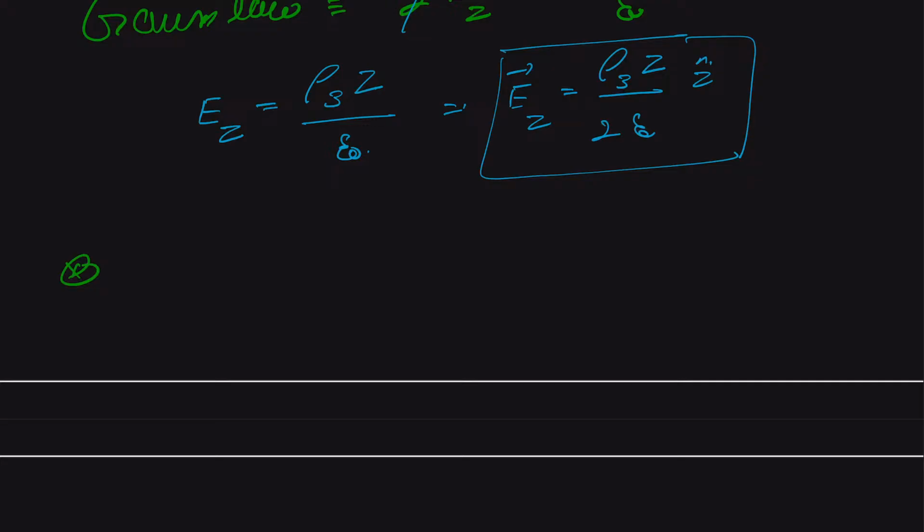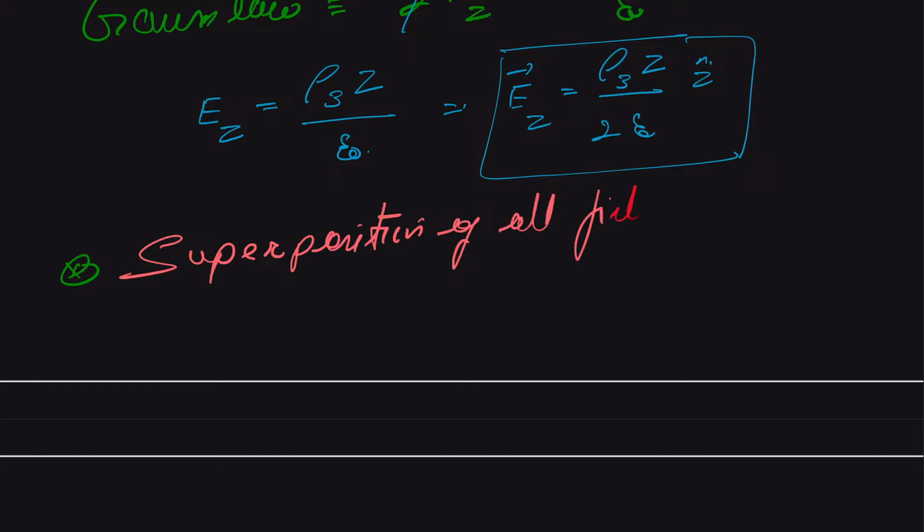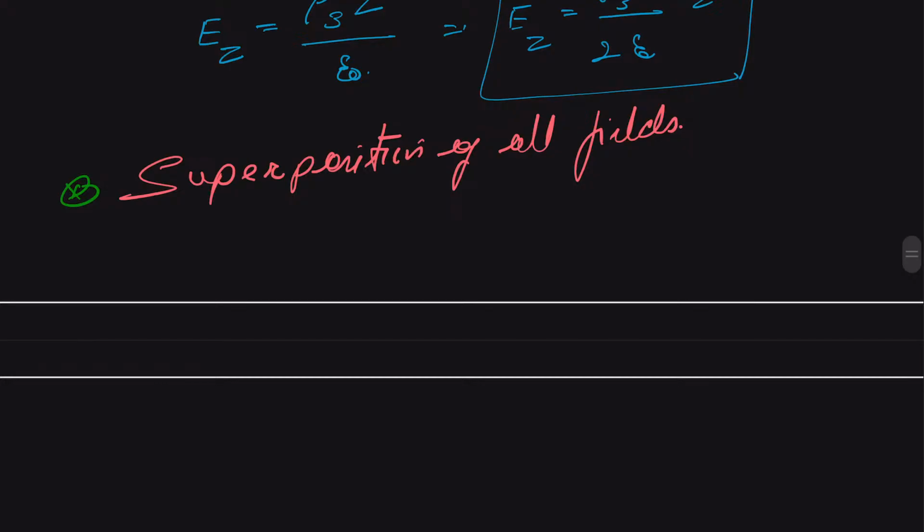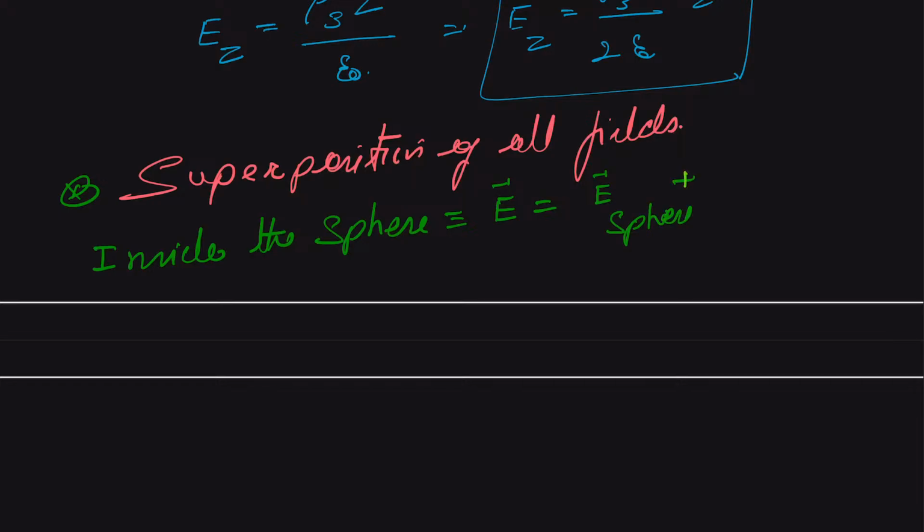Therefore, we can say that the superposition of all fields, inside the sphere, let us call that field E. So this field will be equal to the field because of the sphere itself, plus the field because of our cylinder, plus the field because of this slab, and we substitute all the values.